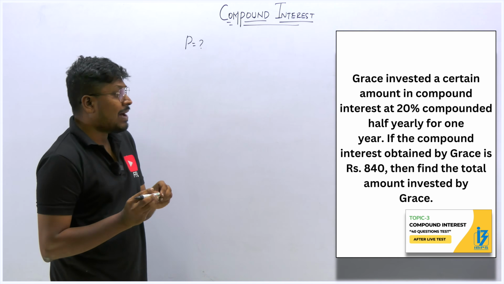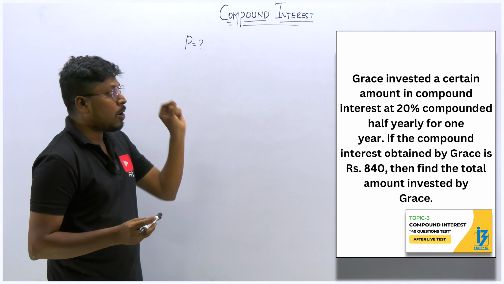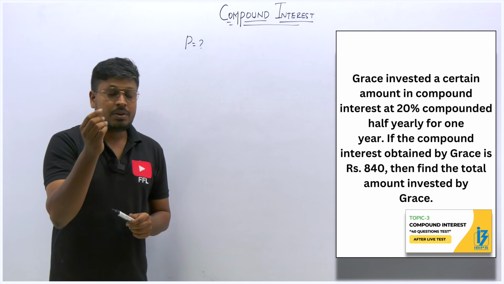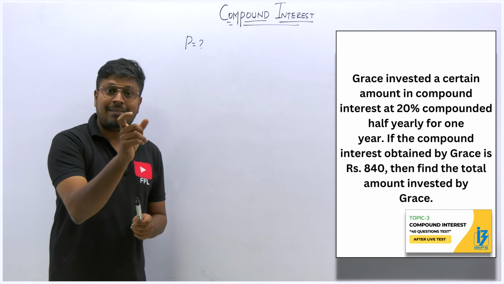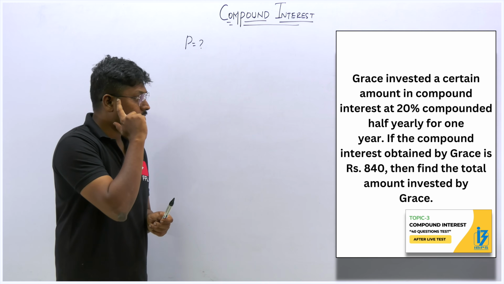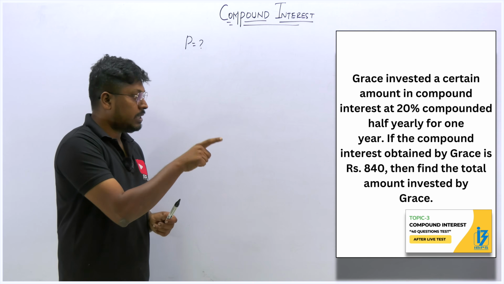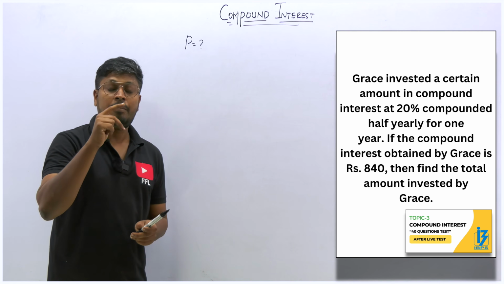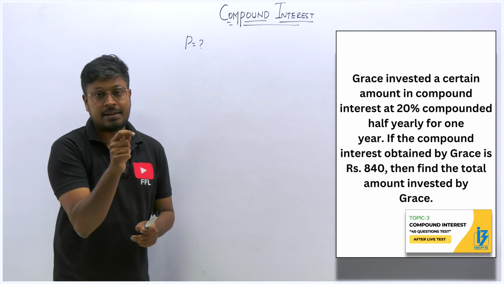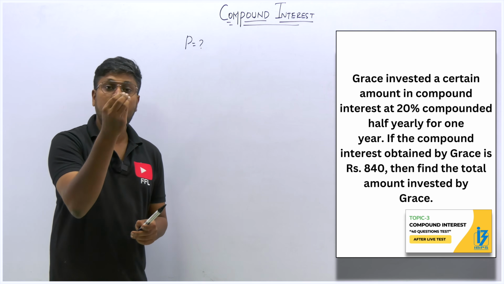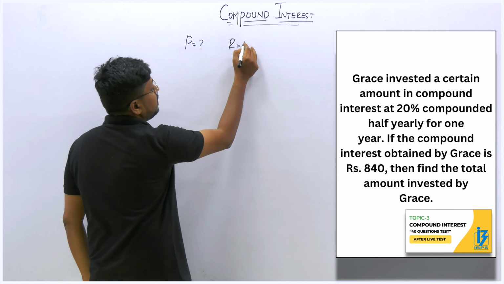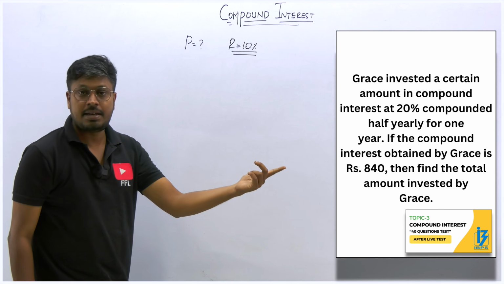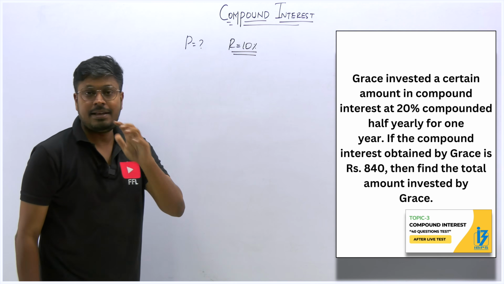Other than that, what are all the values they have given us? 20% compounded half yearly for 1 year. So we need to take it as compounded half yearly, but they have given the value for 1 year. So 1 year is 20%. If we go with half yearly, the rate of interest will be 10%, right? So 10% half yearly, because they have given 20% for 1 year.